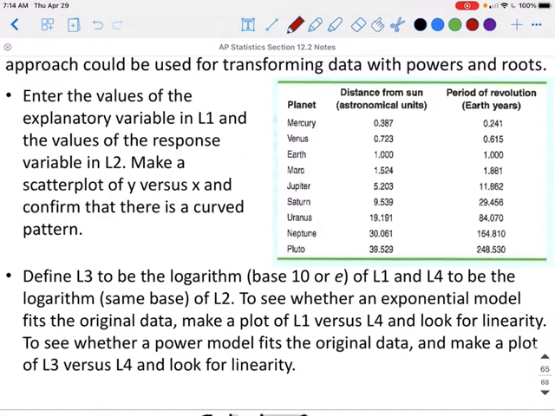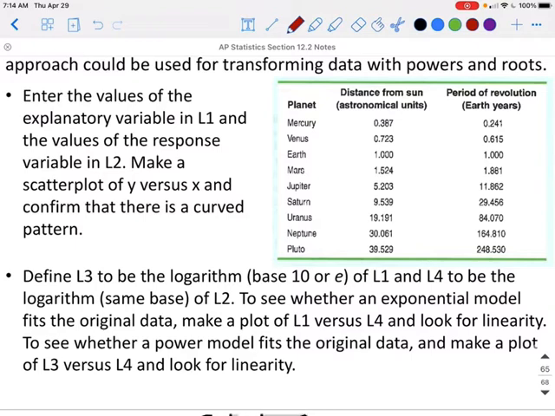Next, we can define list 3 to be the logarithm, either base 10 or base e, of L1. So if you go over to list 3 and highlight it, you can hit ln and it'll pop up with parenthesis, and then you can select list 1, close parenthesis and hit enter, and it'll take the logarithm of all of list 1 and put it into list 3. Then in list 4, you can do the same thing, just make sure you use the same base. You can either use regular log base 10, or you can use the natural log, which is ln. But whatever you do for list 3, you're going to do the same thing for list 4, where you take the log of list 2.